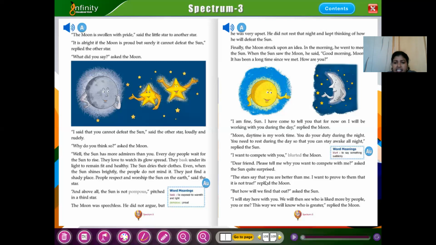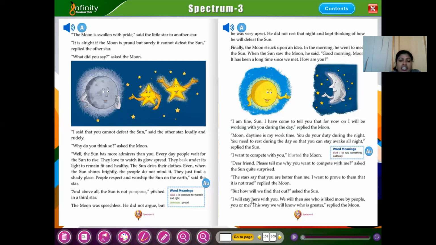"The stars say that you are better than me. I want to prove to them that it is not true," replied the moon. "All the stars are saying that you are better than me, but I want to prove that I am better than you. What they are telling is false." The stars are saying the sun is better than the moon, so the moon wanted to prove to the stars who is better.